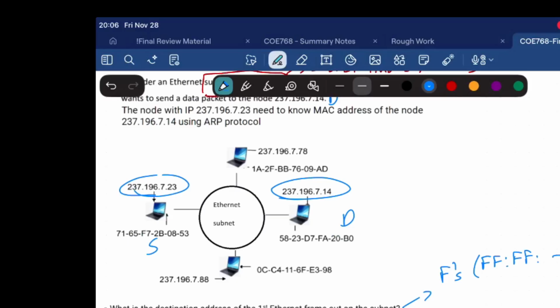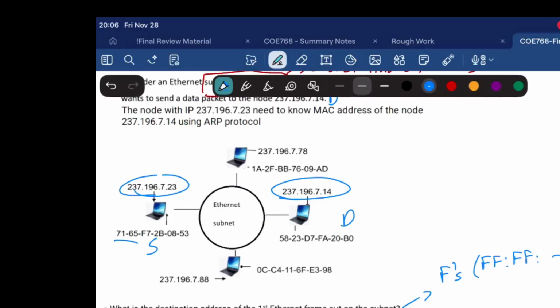So therefore, the destination that we have for this communication from destination to source, from D to S in this case, would be the MAC address of our source. I'm just going to write the first four characters, so 71.65-65. That would be the second Ethernet frame.